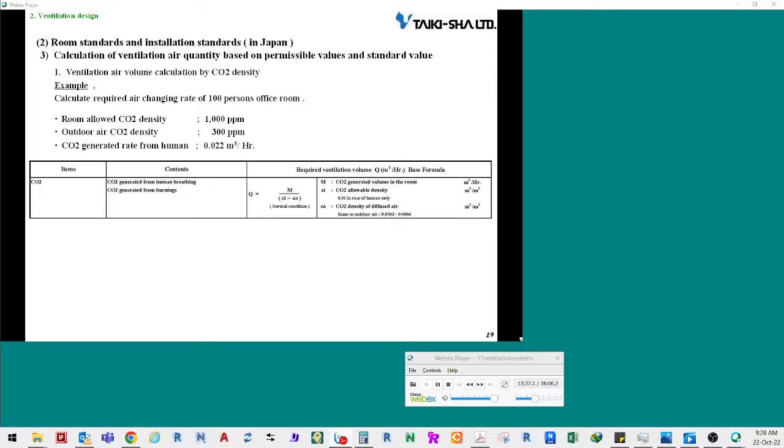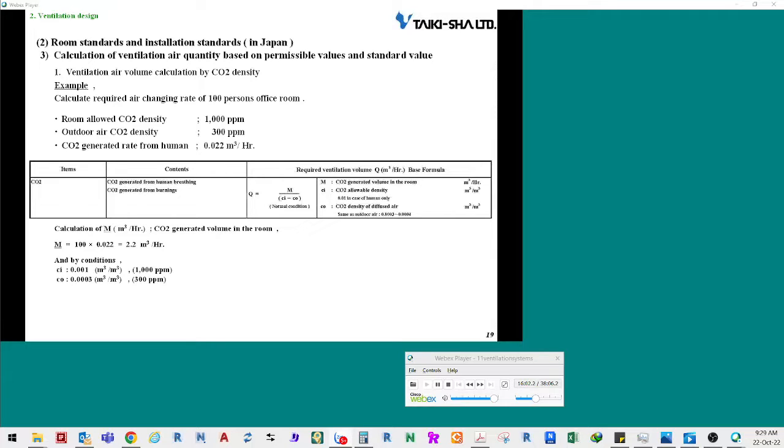One. Ventilation air quantity calculation based on the carbon dioxide concentration. Sample exercise. Determine the ventilation air quantity needed when 100 people are in the office. Assumed conditions are shown on the slide. The calculation formula to determine the necessary ventilation air quantity based on carbon dioxide is shown in the table.